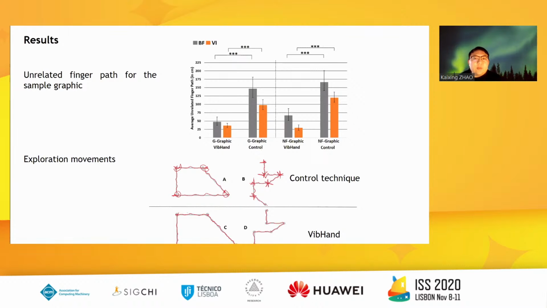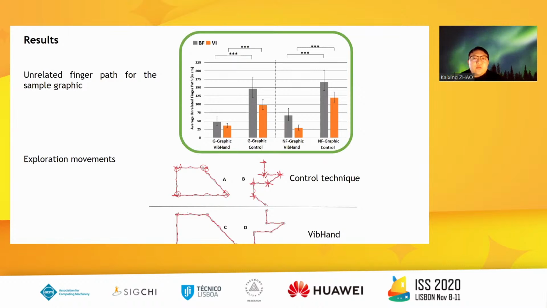The unrelated figure path is the difference between the exploration path and the graphic length. A larger unrelated figure path shows that the exploration strategy is not optimal. You can see that the unrelated figure path is much shorter with the right hand. The ANOVA shows that there is an effect of the interaction technique, but also of the visual status on the unrelated figure path, but no effect of the graphic type.